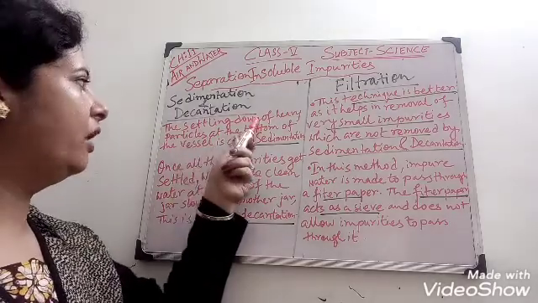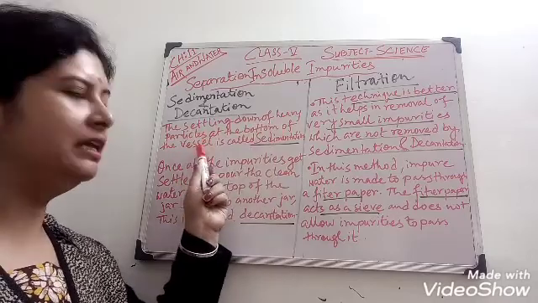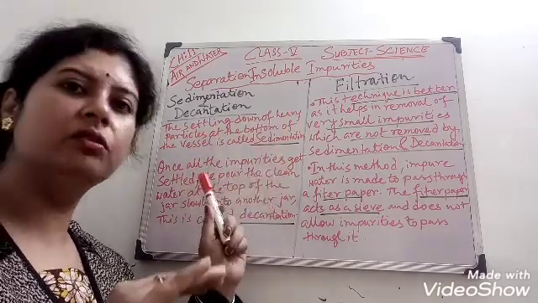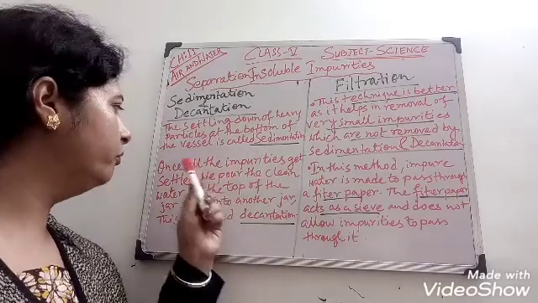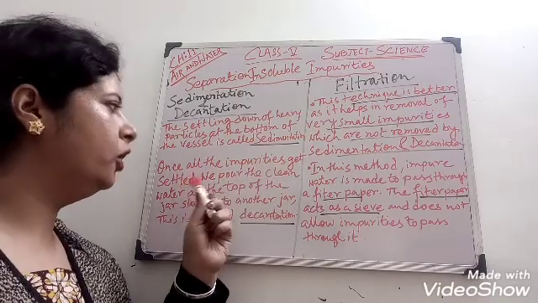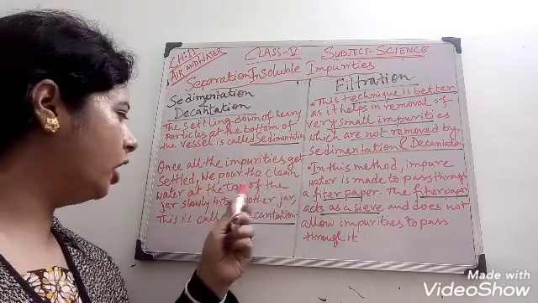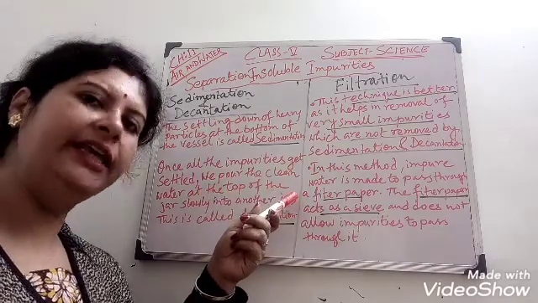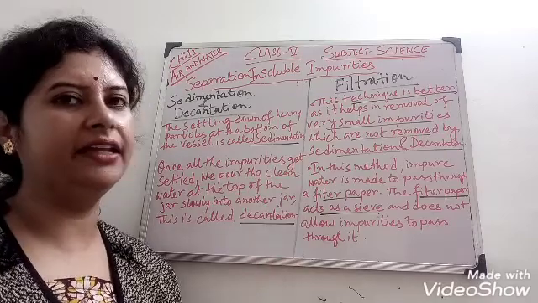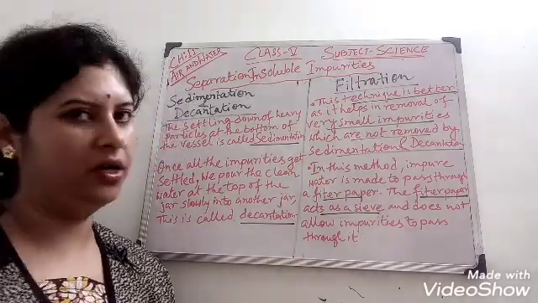The settling down of heavy particles at the bottom of the vessel is called sedimentation. When it has settled down, then what do we do? Once all the impurities get settled, we pour the clean water at the top of the jar slowly into another jar. This process is called decantation, and in this way we get the pure water.